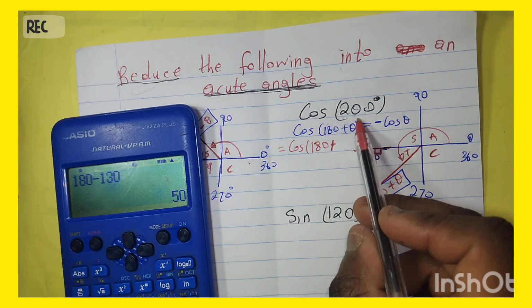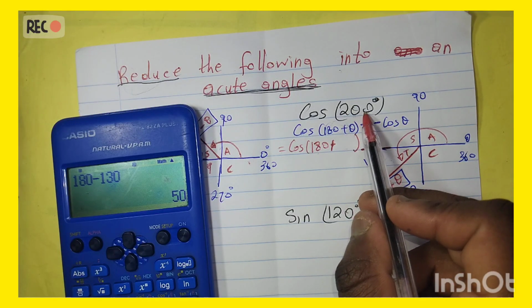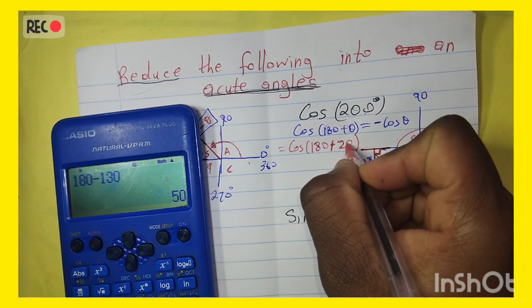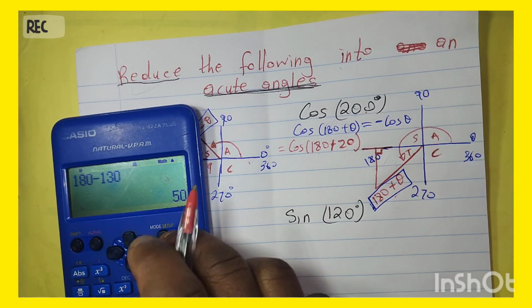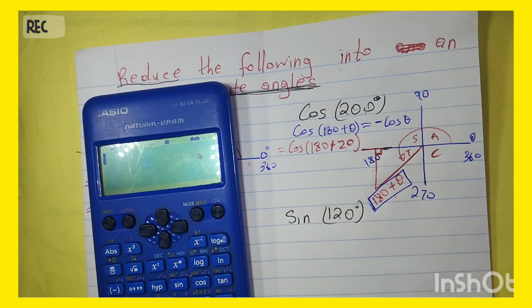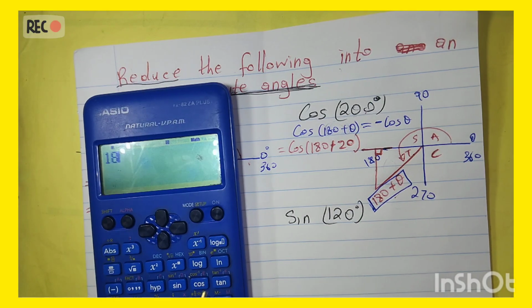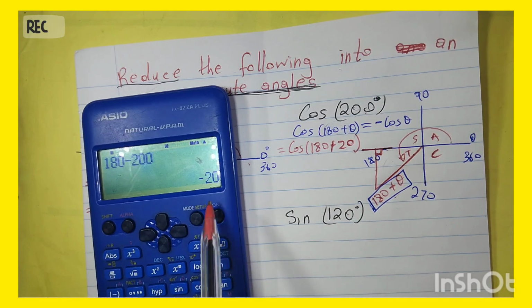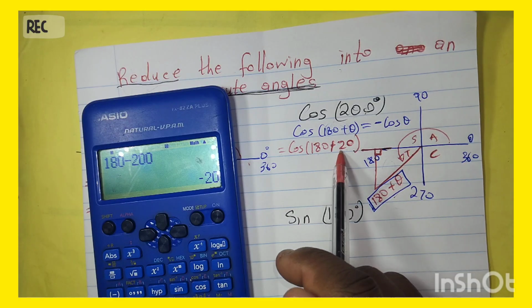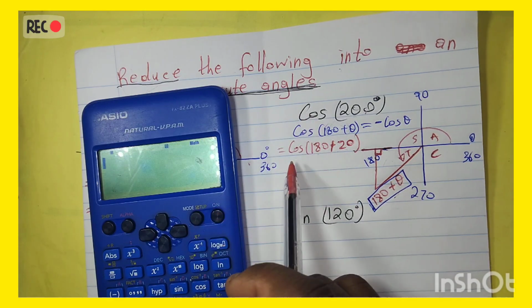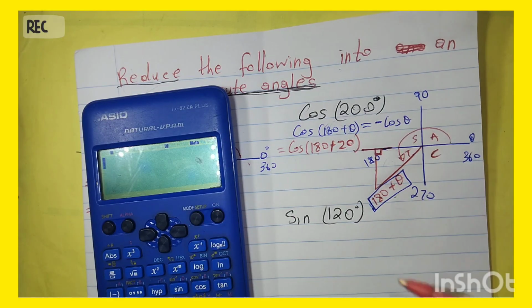And now I can reduce this angle. Cos 180 plus what angle? What angle can I add to 180 so that I'll get 200? That angle is 20. To find that angle, I can just press 180 minus 200 on the calculator. That is 20. Meaning 20, if I add it to 180, it's 200.